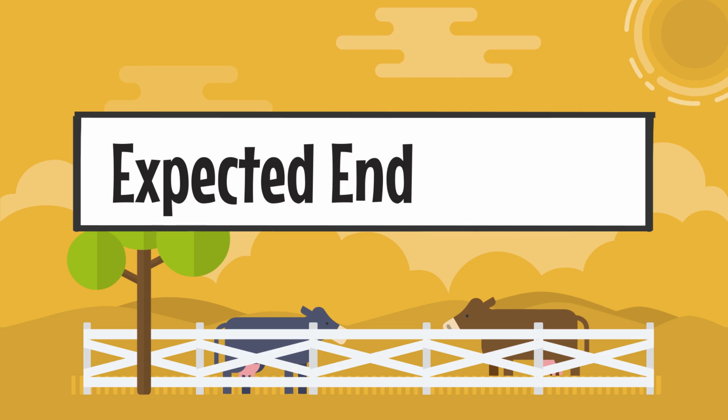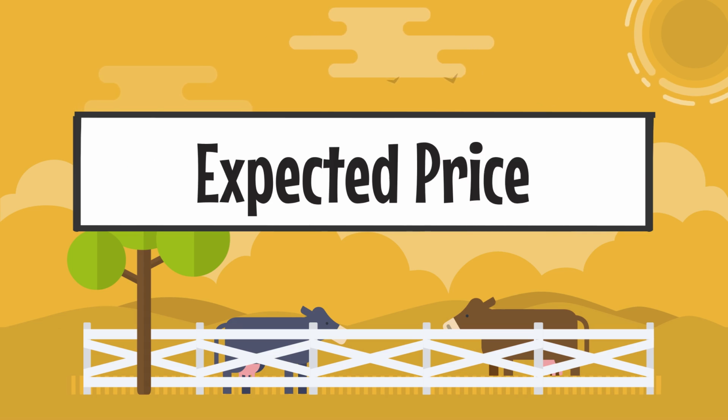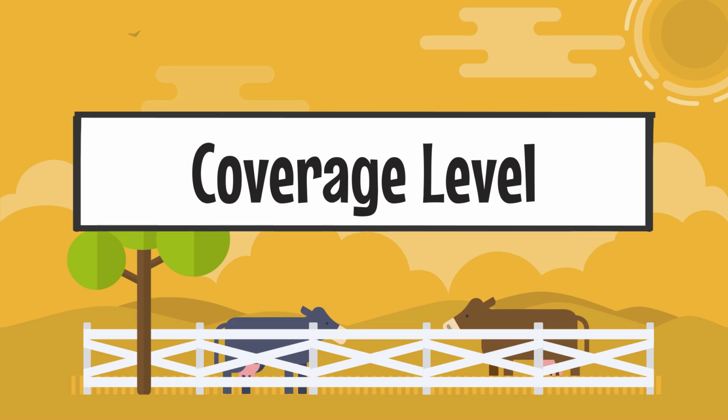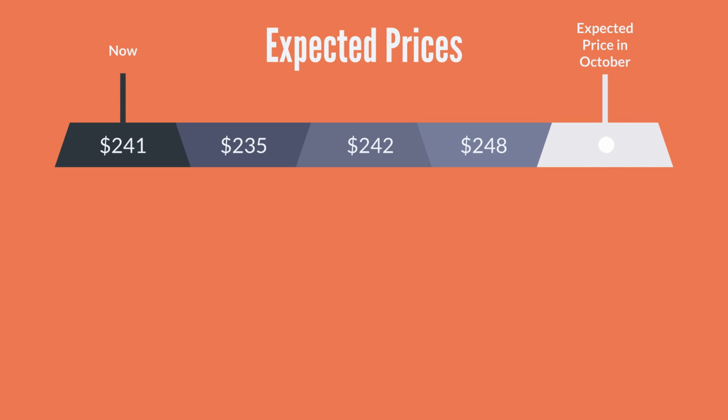The price that the market expects in October is called the expected ending value. You could also call it just the expected price. This price is what the market estimates cattle will be worth in October. The USDA provides flexibility in your coverage. You can choose the level of coverage that works best for you. The level you pick is called the coverage level. High levels of coverage have higher premiums, and the lower levels have lower premiums. Let's give a more detailed example. We'll say the expected ending price is $250.